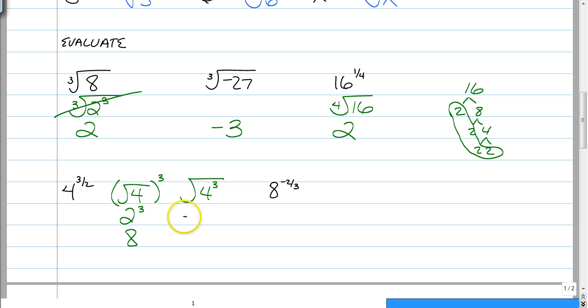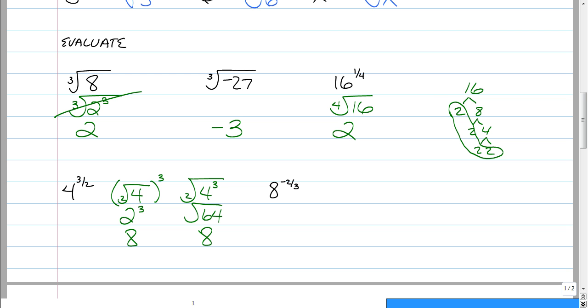What is 4 cubed? 4 cubed is 64. What's the square root of 64? 8. So it doesn't matter which way you want to rewrite it. And of course you don't need the 2's, but if you feel better with the 2's for now, you can go right ahead and put the 2's as your index.